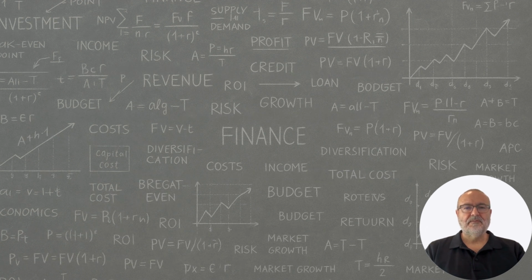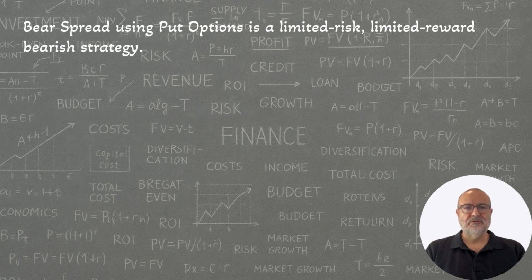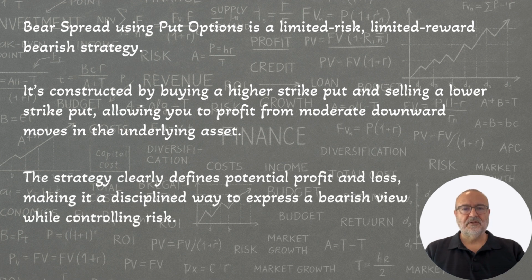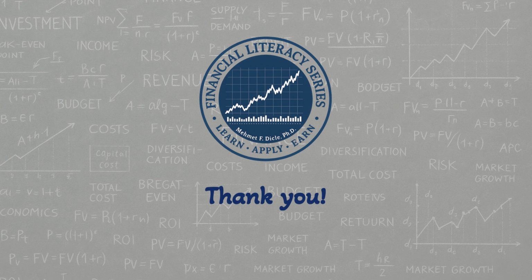In summary, the bear spread using put options is a limited risk, limited reward, bearish strategy. It's constructed by buying a higher strike put and selling a lower strike put, allowing you to profit from moderate downward moves in the underlying asset. The strategy clearly defines potential profit and loss, making it a disciplined way to express a bearish view while controlling risk. This concludes our discussion about the bear spread using put options strategy.